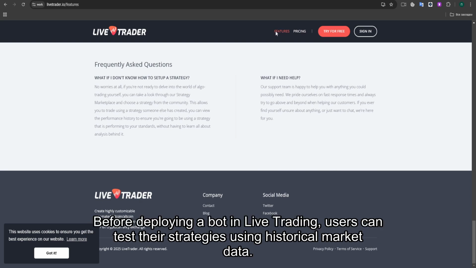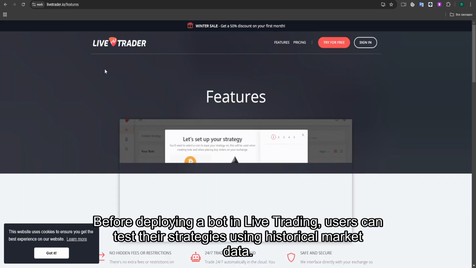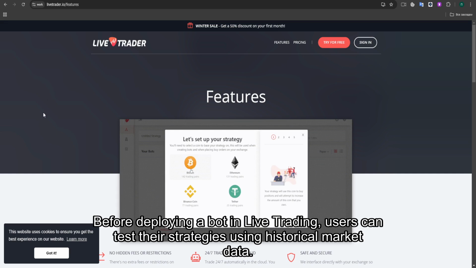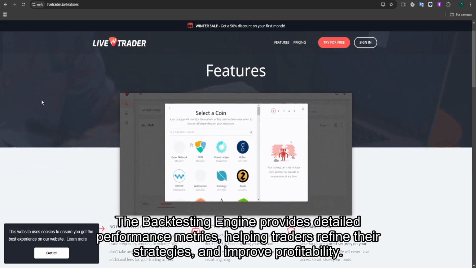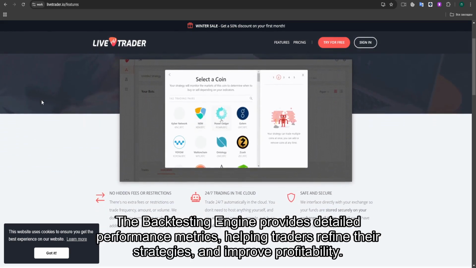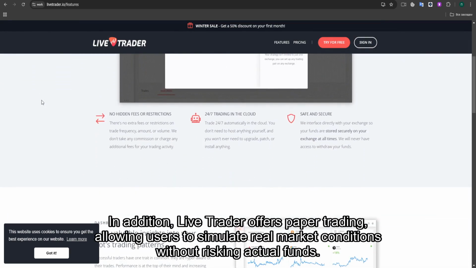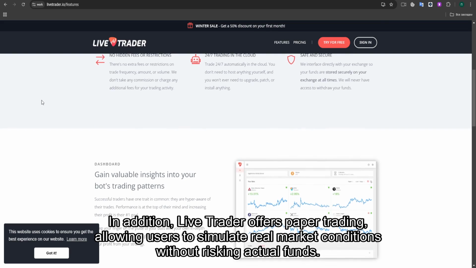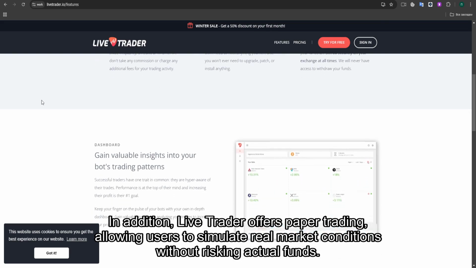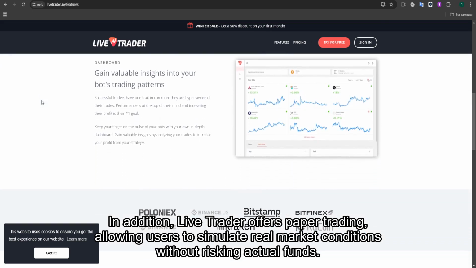Before deploying a bot in live trading, users can test their strategies using historical market data. The backtesting engine provides detailed performance metrics, helping traders refine their strategies and improve profitability. In addition, LiveTrader offers paper trading, allowing users to simulate real market conditions without risking actual funds.